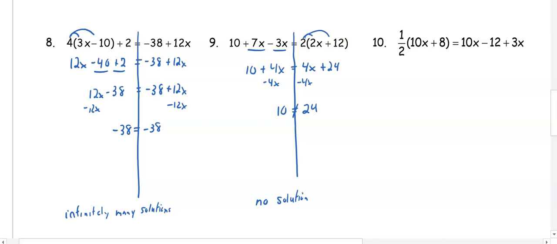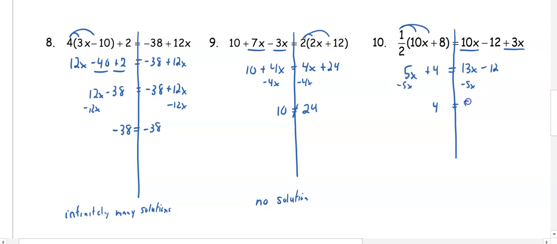Number 10, when we distribute a half, half of 10x is 5x, half of 8 is 4. On the right-hand side, we can combine, so we get 13x minus 12. So as we are solving, we can subtract 5x from both sides because it's the smaller variable. 4 equals 8x minus 12. We can add 12 to both sides. 16 is equal to 8x. So when we divide by 8, x equals 2.